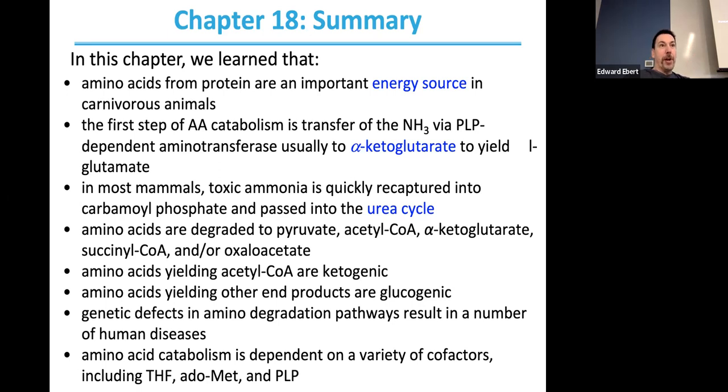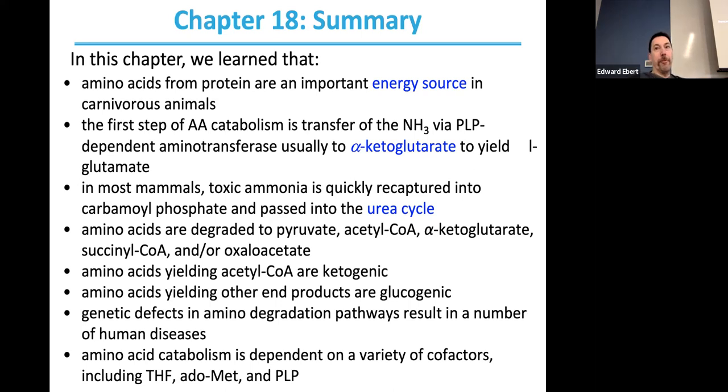Our first step in amino acid catabolism is the transfer of the amino group somewhere, and that is going to utilize pyridoxal phosphate, our PLP. Usually we transfer it to alpha-ketoglutarate to give us L-glutamate. Not always, but usually that's our most common reaction here.